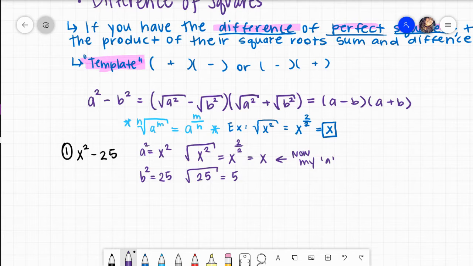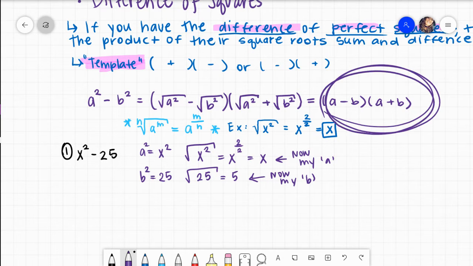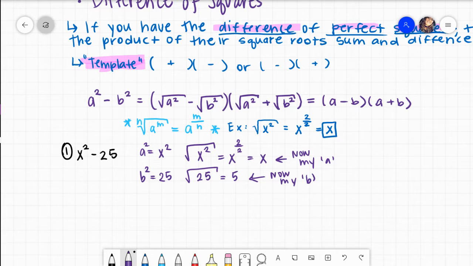Okay, so this right here is now my b. And I noticed that right here, I need an a and I need a b. I'm going to use them multiple times, but the only two letters I see there are an a and a b, correct? So now I'm going to use this template.